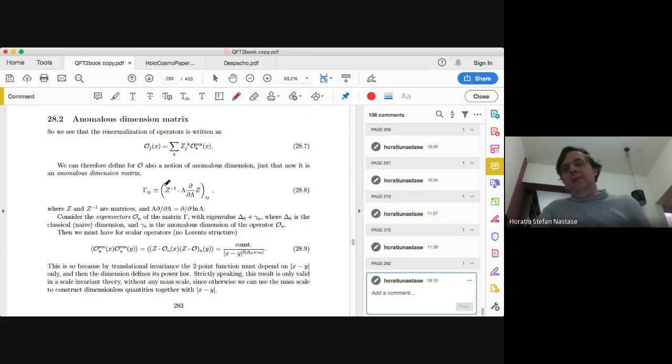So now I write the same kind of relation for the anomalous dimension. I would write gamma is 1 over Z lambda d/d lambda Z, just that now this is a matrix relation. So now I have an anomalous dimension matrix, gamma_ij, which is by definition the matrix Z inverse times lambda d/d lambda of the matrix Z, all with, this is a product, and then within this is ij.